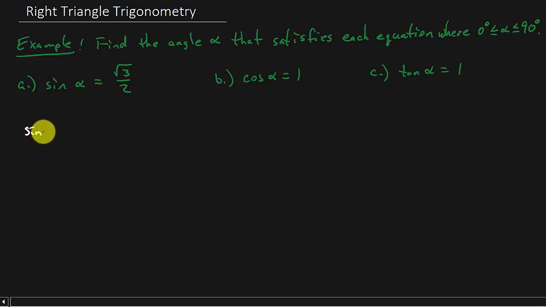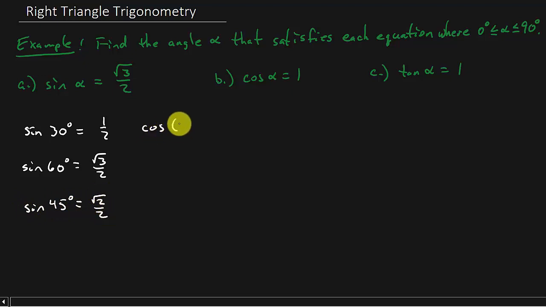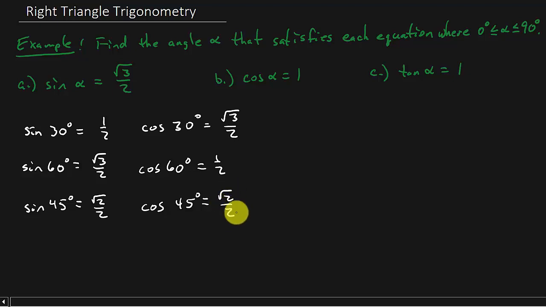So we've got the sine of 30 degrees is 1/2. The sine of 60 degrees is square root of 3 over 2. Sine of 45 is square root of 2 over 2. And then we've got cosine. Cosine of 60 is 1/2. Cosine of 45 is square root of 2 over 2.